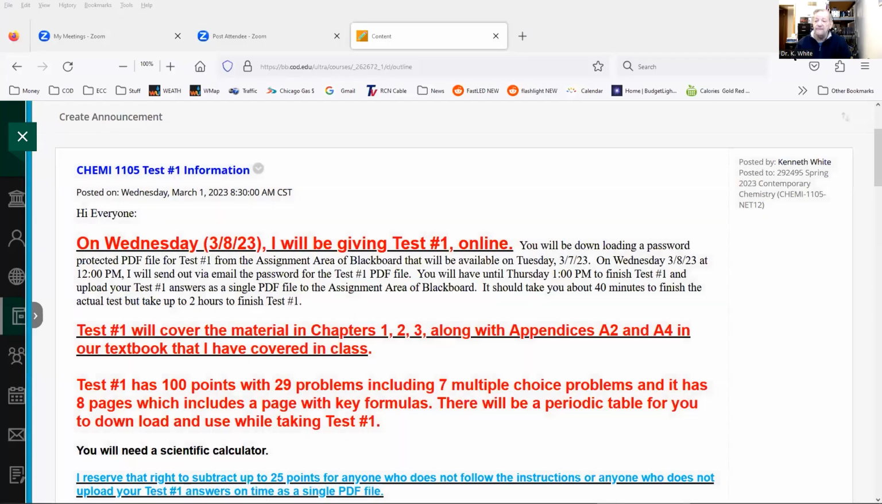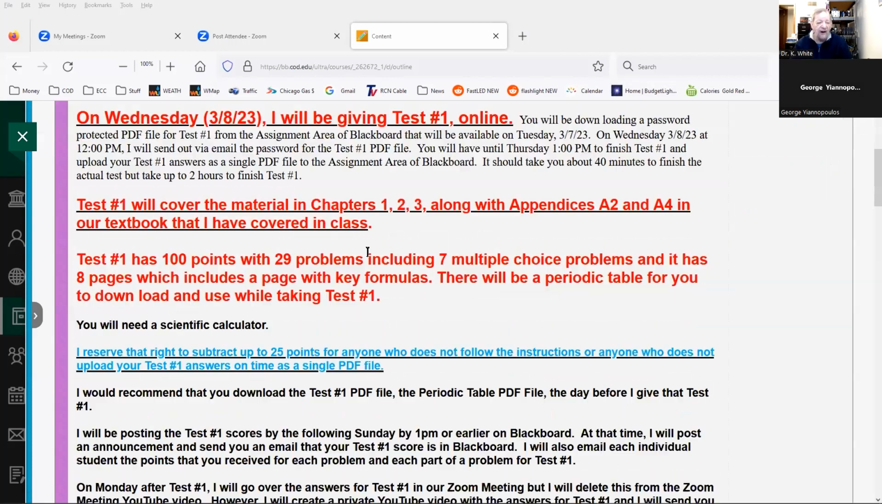This morning I emailed out, and it's also in Blackboard, the Test number 1 announcement information. On Wednesday, 3/8/23, next Wednesday, I'll be giving test number 1 online. You'll download a password protected PDF file for test number 1 from the assignment area of Blackboard, and that will be available on Tuesday, the 7th of this month.